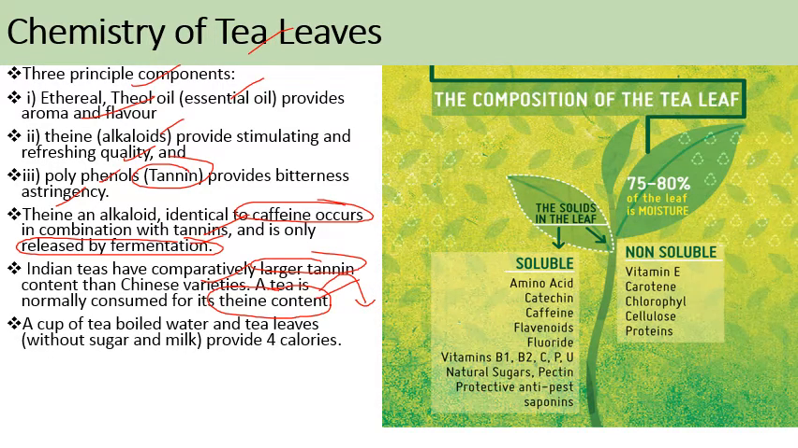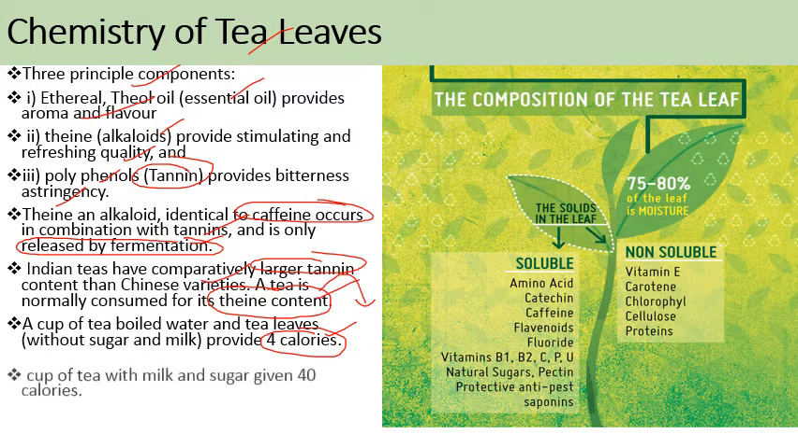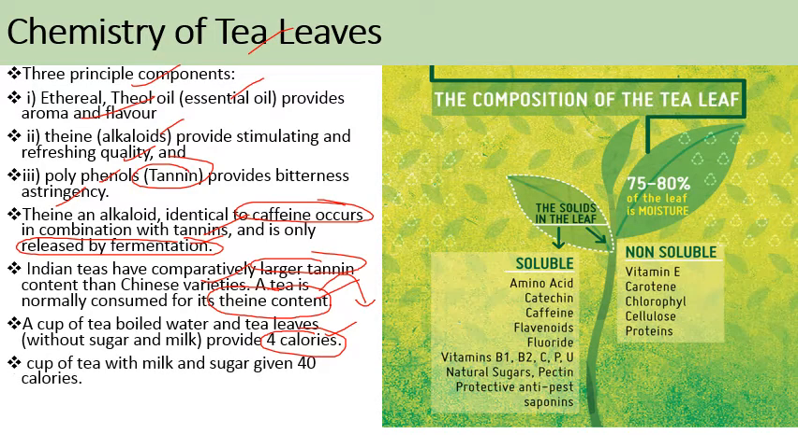A cup of tea, boiled water, and tea leaves without sugar and milk provide 4 calories. So this is the energy content which is present in the teacup, which contains only boiled water and tea leaves without sugar and milk. A cup of tea with milk and sugar give us approximately 40 calories.